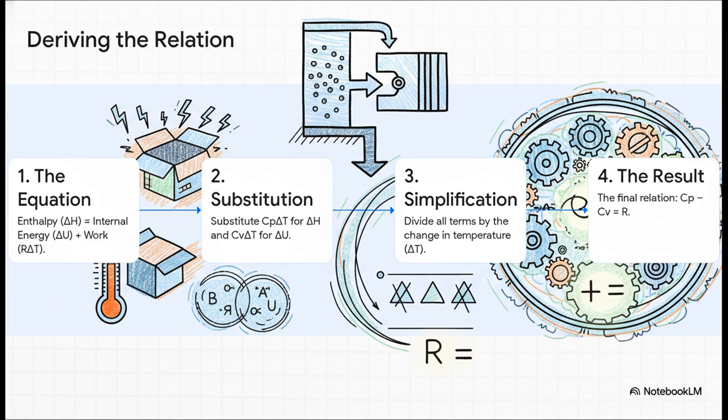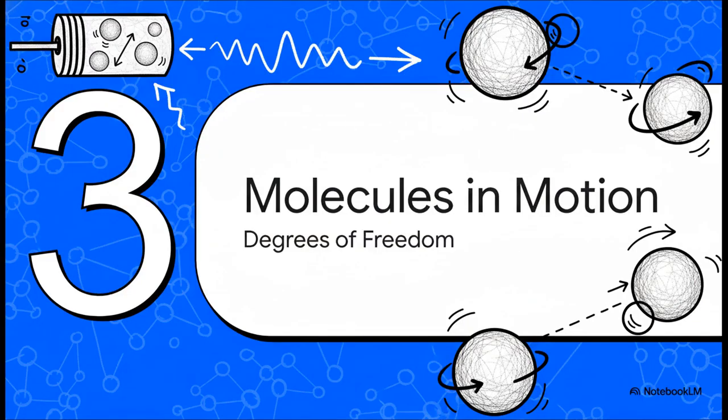The extra heat you need, it's not some mystery number. It is exactly the universal gas constant. That's Mayer's relation. So cool. All right, so we know that CP and CV are different, and we even know they're different by exactly R. But to understand why they have the specific values they do, we have to change our perspective.